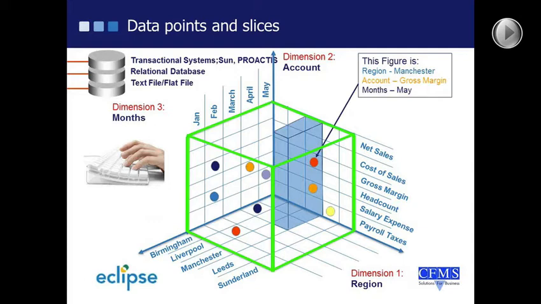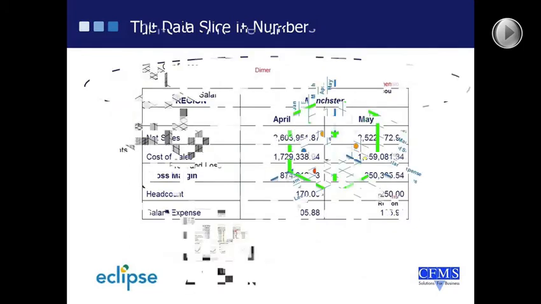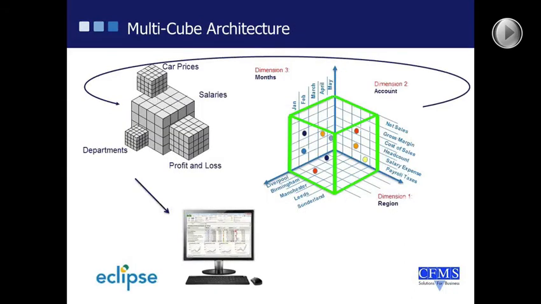It's very simple to do, and that's meant to be a report or slice of Manchester's numbers for those accounts across April and May. Our report would look something like that. Summarising them, numbers in cubes, we can have up to 20 dimensions in the cube. We can actually store 1 million elements along a dimension, so there is no practical limit to data storage in the cube.